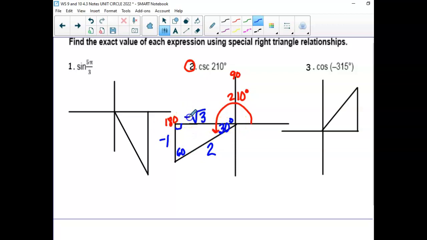Jada said we went left and down in this quadrant, so we have two negatives. Cosecant is the flip of sine. So instead of opposite over hypotenuse, it's hypotenuse over opposite. So I'd have 2 over negative 1. Does that seem right? Okay. I'm not going to have you do them this way. We're going to use the unit circle to do these anyway.